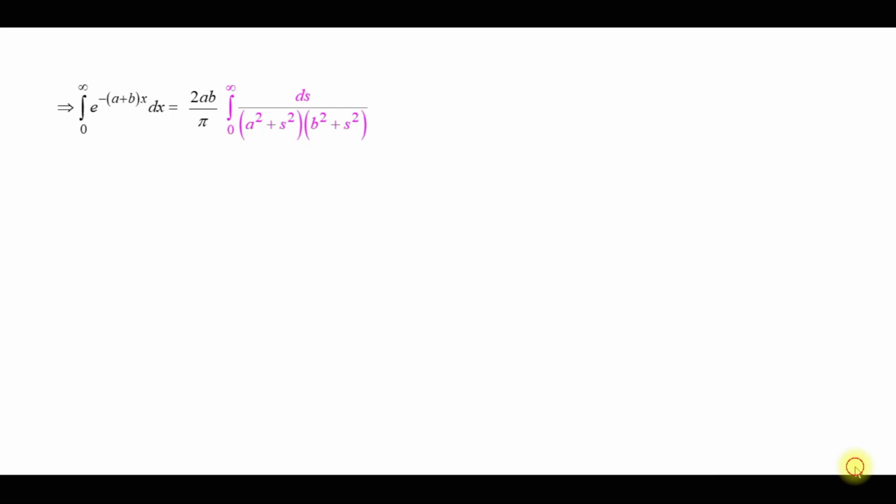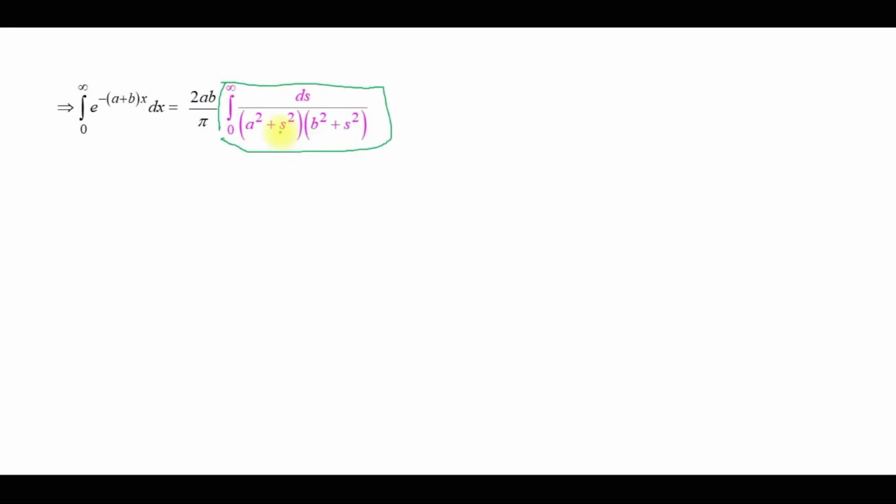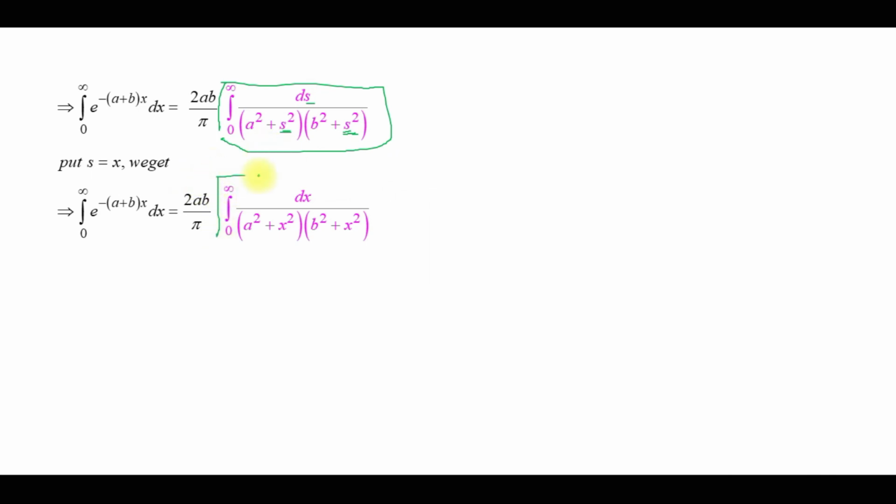Compare this with deduction 3. The only difference is here x, but here s. So substitute s equal to x. We get this is x square and this is x square: integral 0 to infinity dx divided by a square plus x square into b square plus x square. Actually we need to find this term only.